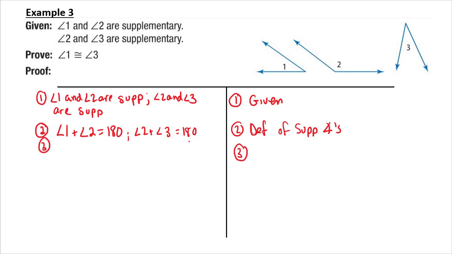They're both equal to 180, both of these equations. So I can say angle 1 plus angle 2 is equal to angle 2 plus angle 3. And I'm going to use substitution there because I think about it as I'm substituting 2 plus 3 for 180 right there. Angle 2 is common in both sides, so I can subtract that out.